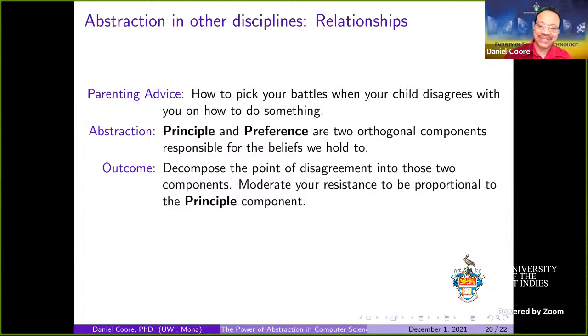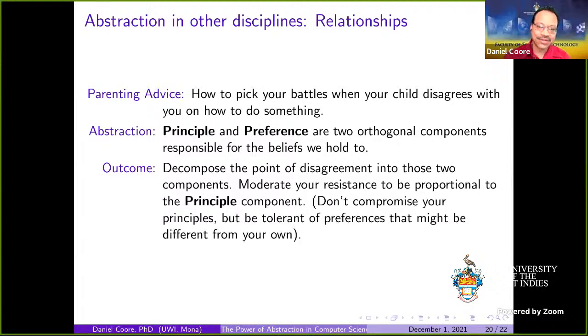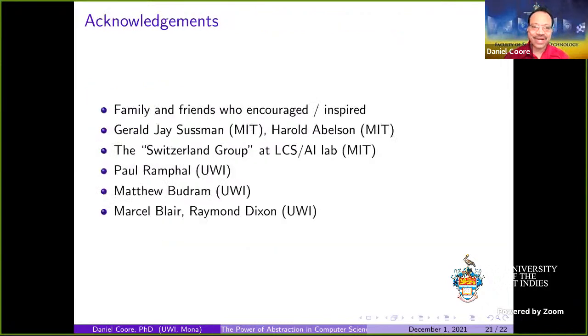I like that example, and I'm sure you all probably can find other examples. But at this point, I've already gone, I think, over my time. So I will pause here and take questions. Oh, so right. Don't compromise your principles, but be tolerant of preferences that might be different from your own. That's a takeaway lesson if you apply abstraction in that context. But I thank you very much.